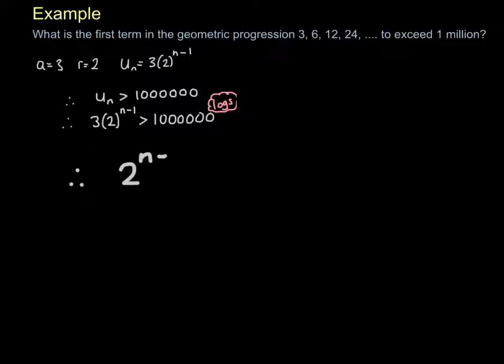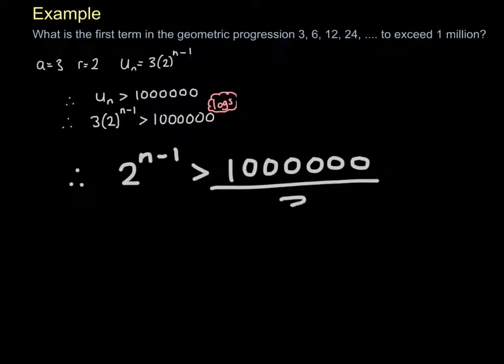So let's start solving this then. If we take the 3 across first, we can have 2 to the power n minus 1 is greater than 1 million divided by 3. Because that will give us an awkward decimal number, let's just leave that as a fraction, and I'll get the calculator to work it out for us later.